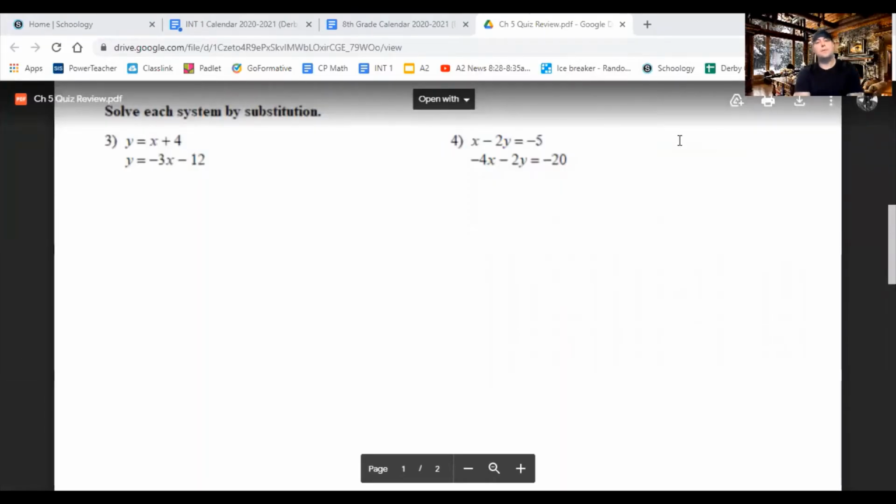Today we're going to solve a couple problems by substitution. That's how we're going to solve this system. So if you want to take out your steps to substitution, if that helps you to have those by your side, go ahead. Step 1, isolate a variable.